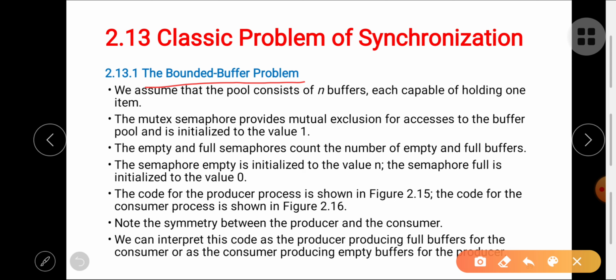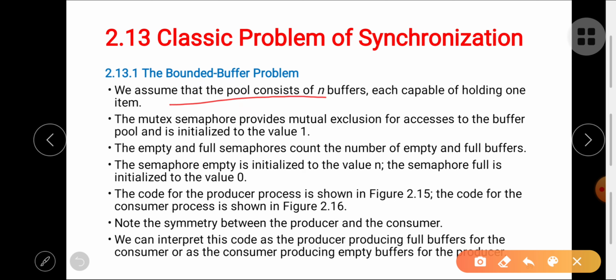So the duty of the consumer is to make the ATM machine empty, and the duty of the producer is to fill the ATM machine. The same example is taken here. That problem is called the producer consumer problem.